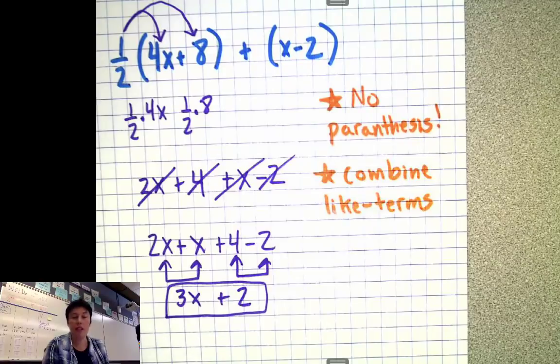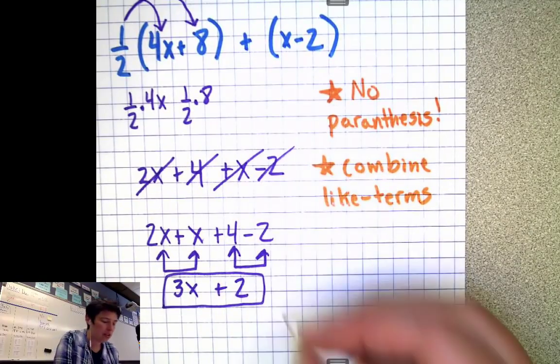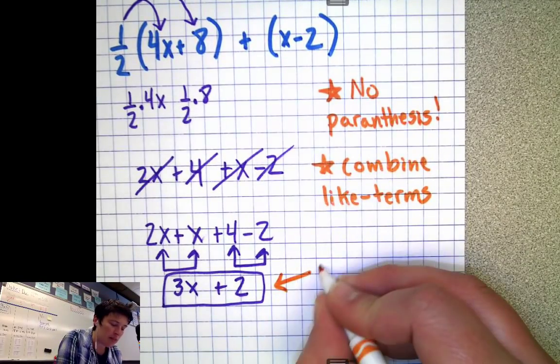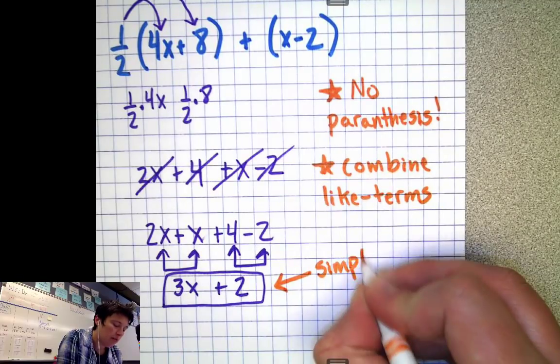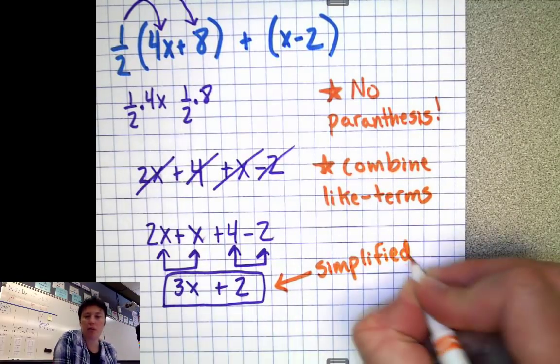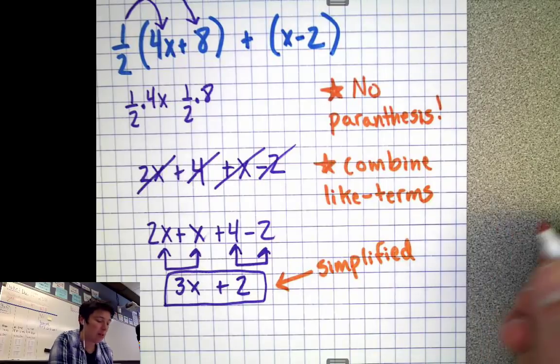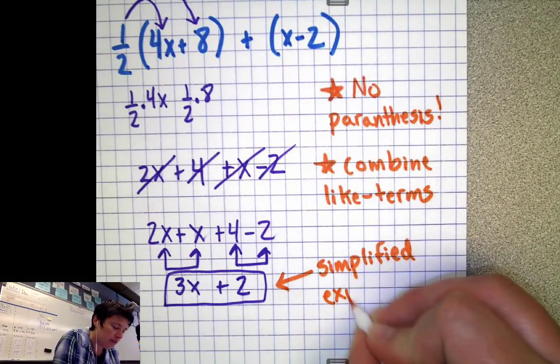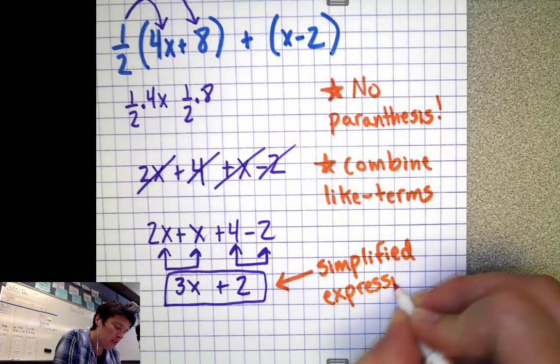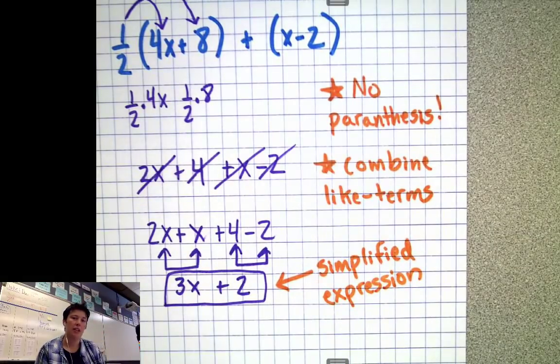And what we're really trying to do is get to that end goal, which is that very simplified expression. We're not actually finding an answer per se, like we don't know what x equals, but we're getting a simplified expression. And that's our process.